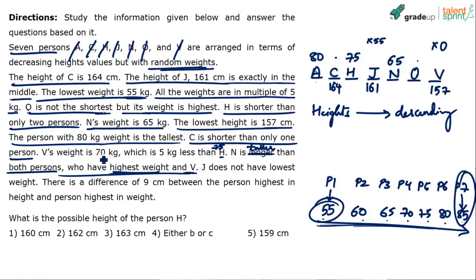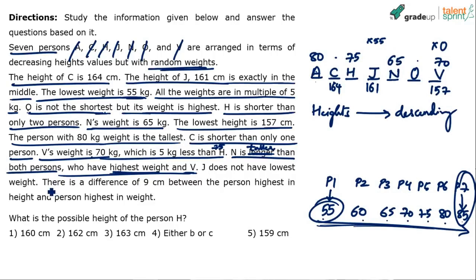V's weight is 70 kg. And H's weight is 75 kg. That we have already done. N is taller than V, and the heaviest person is done. J does not have the lowest weight. So if J does not have the lowest weight, 55 cannot come here. 55 can come for C or can come for O. I think the last point is still confusing, right?